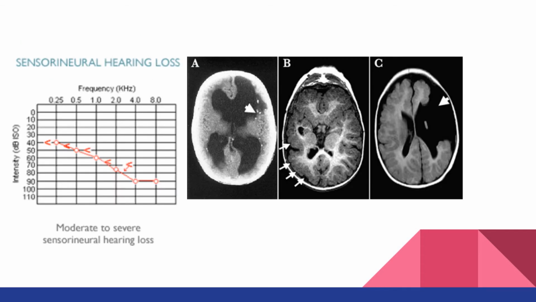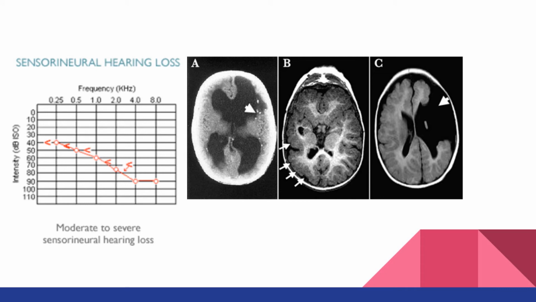So here are some pictures just to highlight some of the things that can happen with CMV. Over here on the left is moderate to severe sensorineural hearing loss. Following over that as well, then you can also have these periventricular calcifications. I'll highlight this on another picture here in just a minute, but that's the A picture over here.